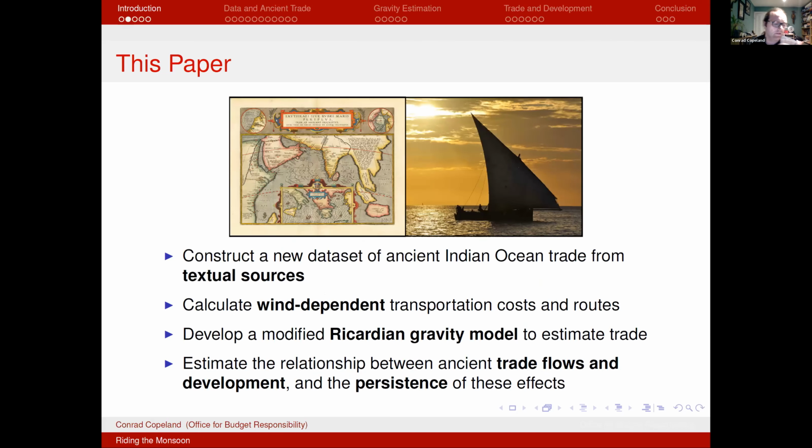And so I build a data set of trade in the Indian Ocean from textual sources from the ancient world, namely the Periplus of the Erythraean Sea, and basically calculate and estimate a Ricardian wind augmented gravity model. And then I look at how these trade flows and this trade network influence development and then the persistence of these effects.